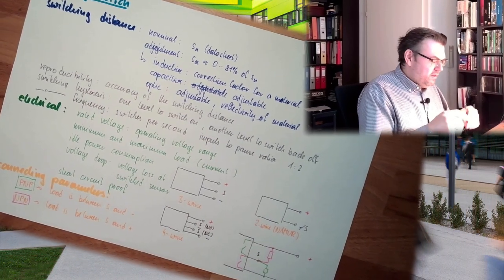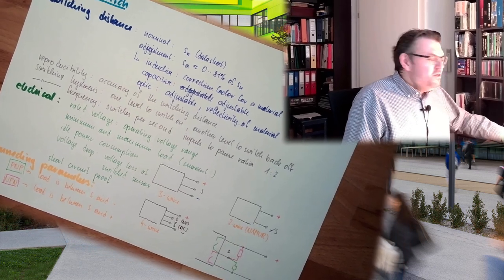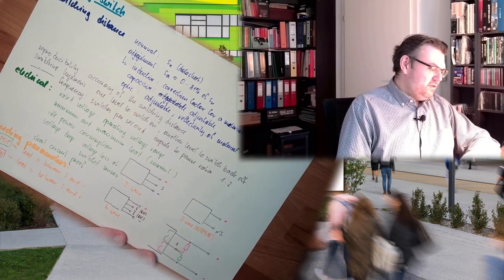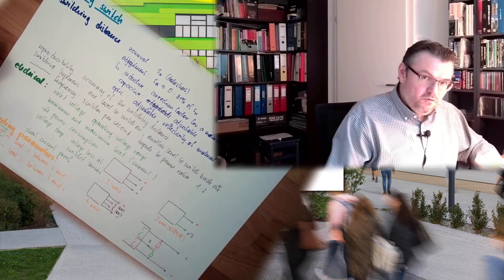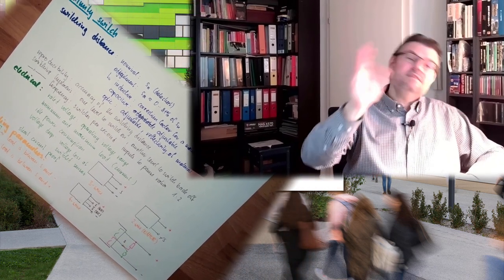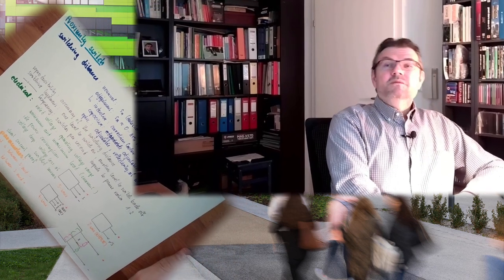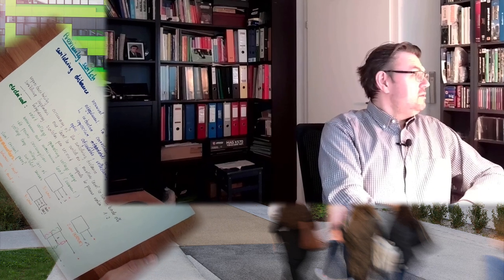Those are two different types. It's usually labeled on the sensors how to connect them, so it's not that you have to learn this by heart, but there is a data sheet for this and so on. So these are names and terms for proximity switches.